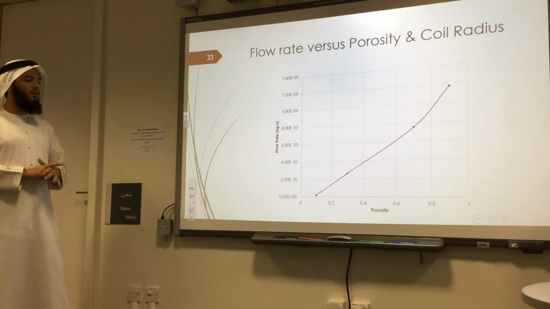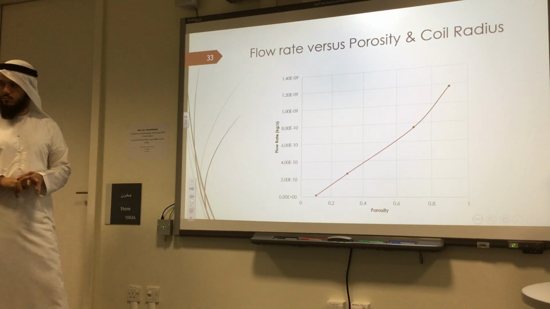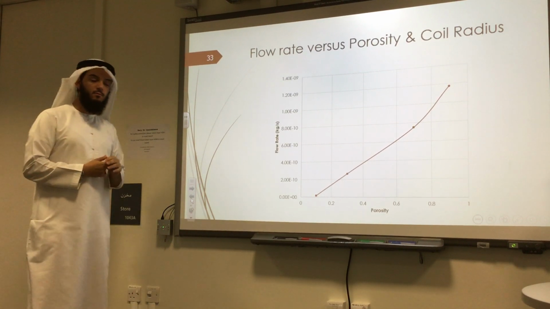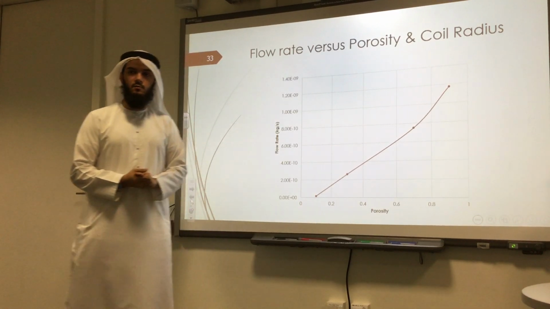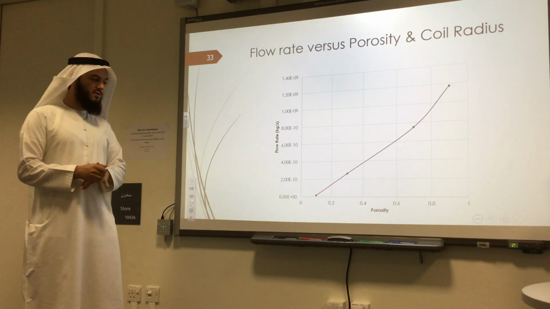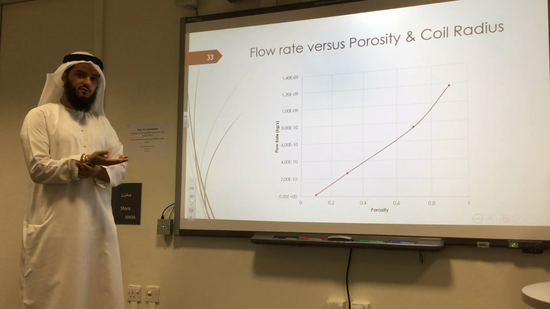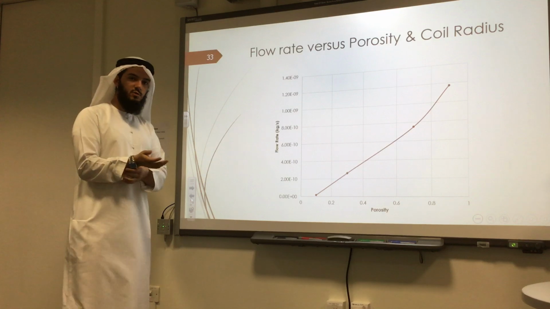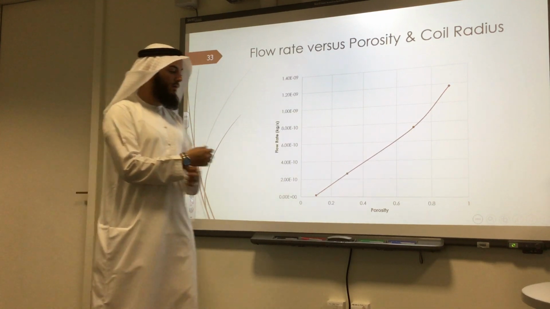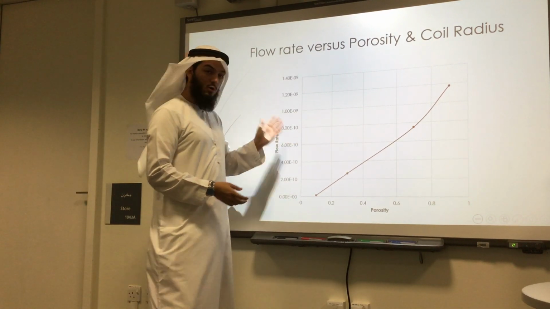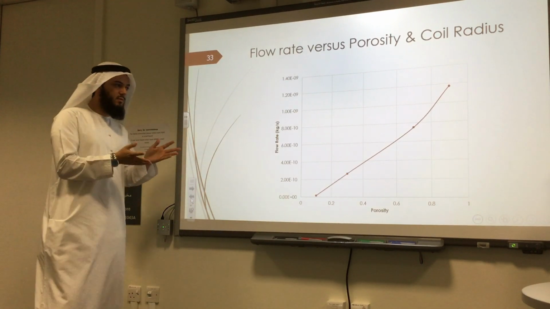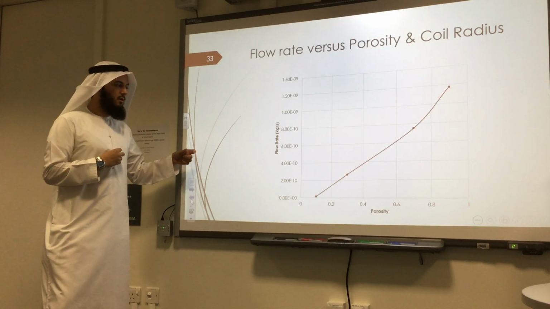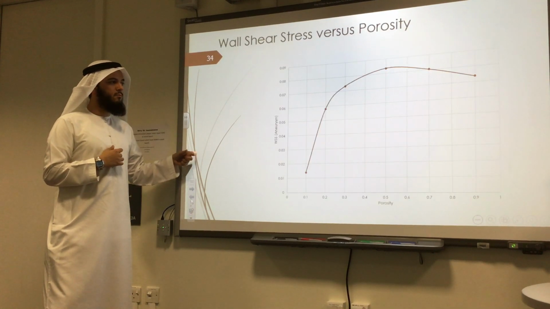First thing is the flow rate with the porosity. The flow rate entering the aneurysm. Basically, as porosity increases, the flow rate increases. This is expected because our derivation, our equation for porosity, is void divided by total. So as more void is available, more flow can enter the aneurysm. So this is expected, and it shows our results are matching equations.